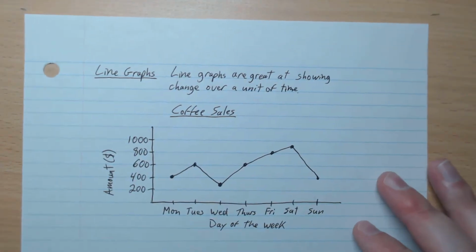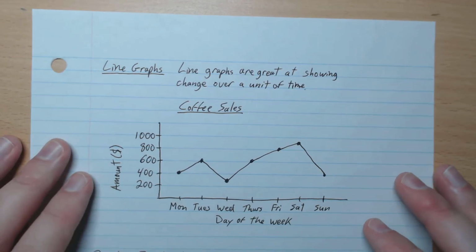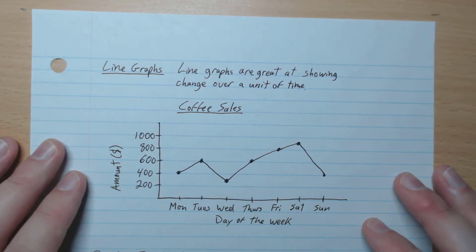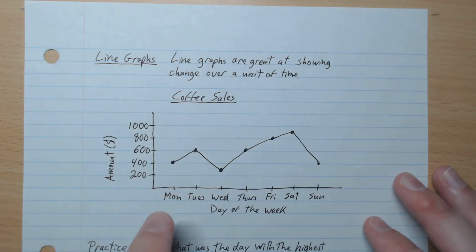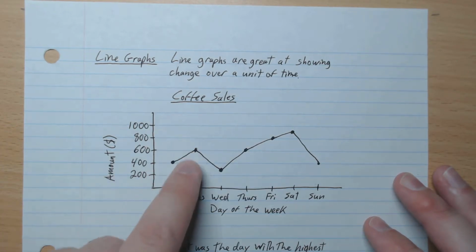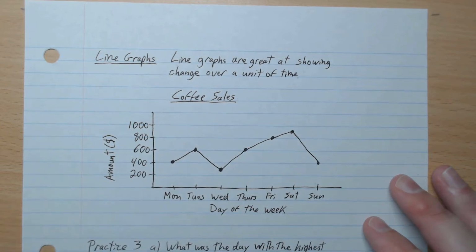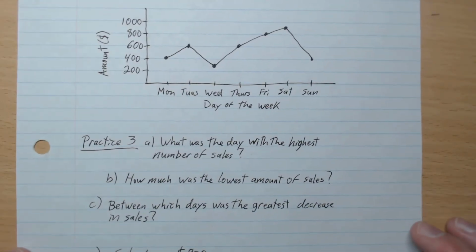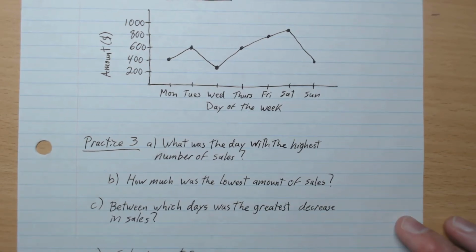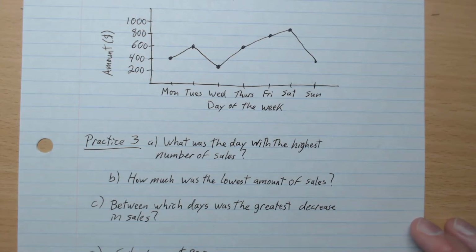Okay, line graphs. So line graphs are great at showing change over a unit of time. And so here we have an example of coffee sales, days of the week, and the amount sold each day throughout the week, like that. So practice number 3. A, what was the day with the highest number of sales? B, how much was the lowest amount of sales? And C, between which days was the greatest decrease in sales?